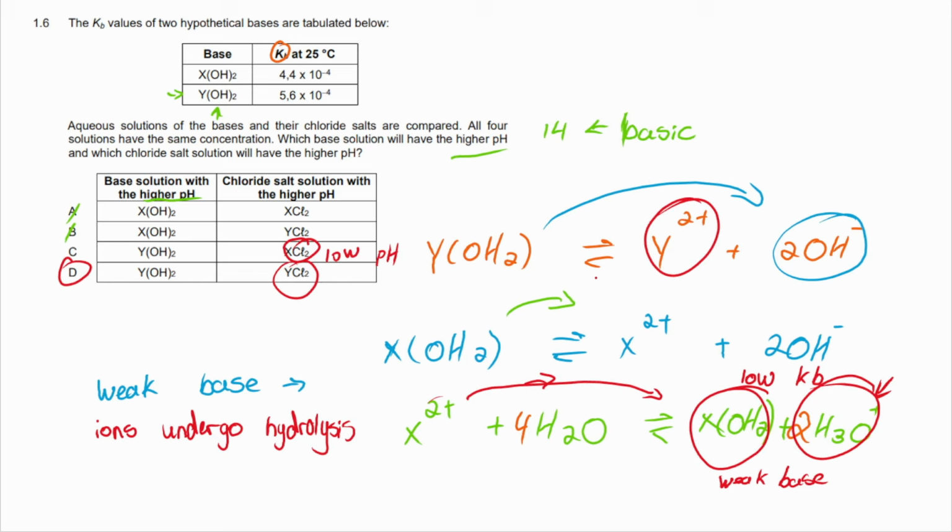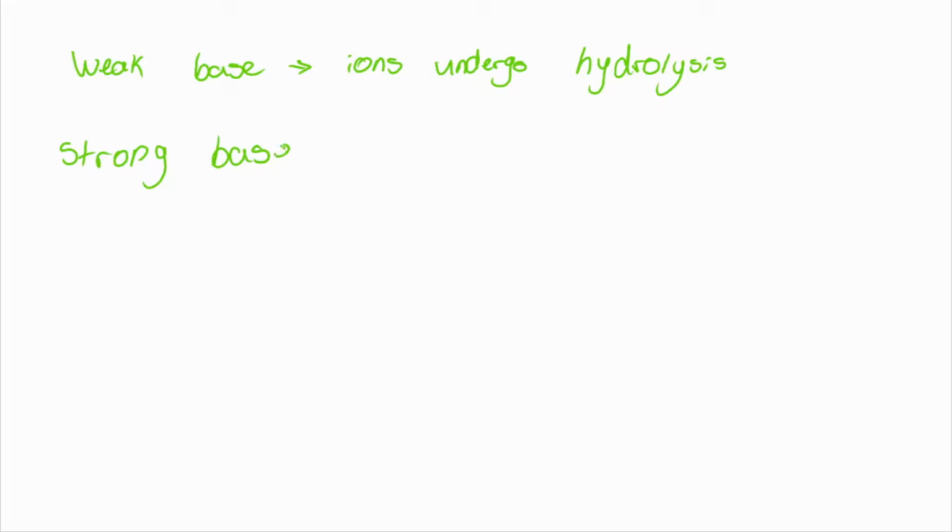So, I wanted to give the full explanation here, but it's a lot easier to memorize. Let me give a summary. If we have a weak base, that means that the ions undergo hydrolysis. And if we have a strong base, it depends what it's combined with, but if we compare it to a weak base, we know the salt will be of a higher pH.